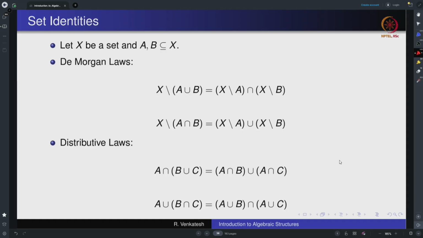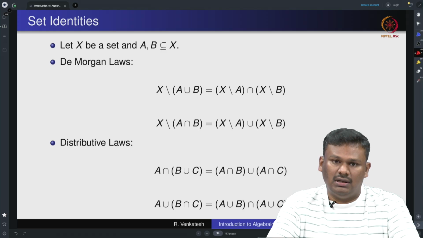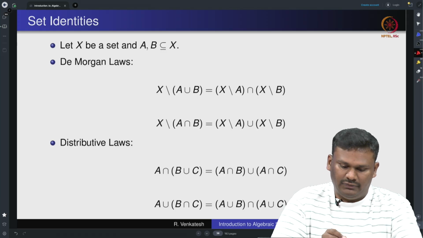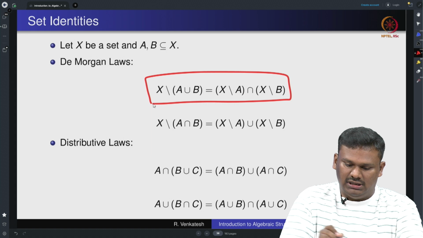Usually in schools you must have been introduced to De Morgan's laws using what are called Venn diagrams. What we will do now is use proper set theory in order to prove these laws. So, what does the first law say? When you take the complement of A union B inside capital X, that can be obtained as the intersection of the complement of A in X and the complement of B in X. This is what the very first law says.